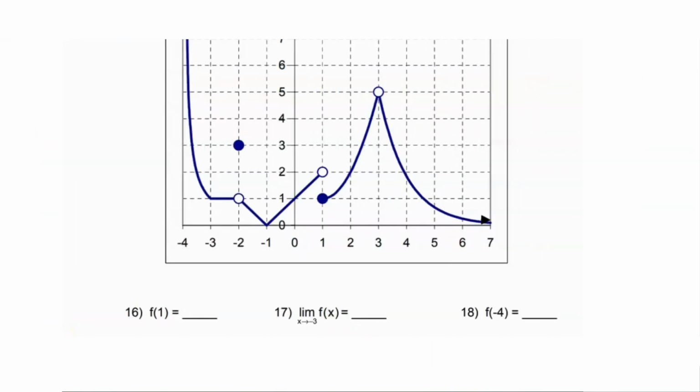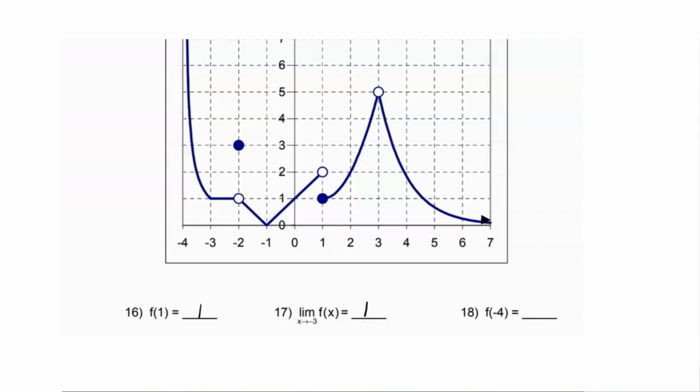Okay, problem 16, we have f of 1. So we go and look at x equals 1. And we can see we have a jump in the graph, but the value is defined at (1, 1). So the answer here would be 1. 17, we want the limit of f of x as x approaches negative 3. So again, we're going to look at the left-hand and right-hand limits. The left-hand limit, the graph would approach 1 from the left side, and from the right side, it's a horizontal line at 1. So the left-hand limit and right-hand limit are the same. So the answer is 1.